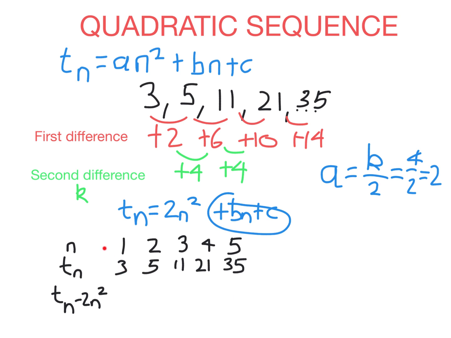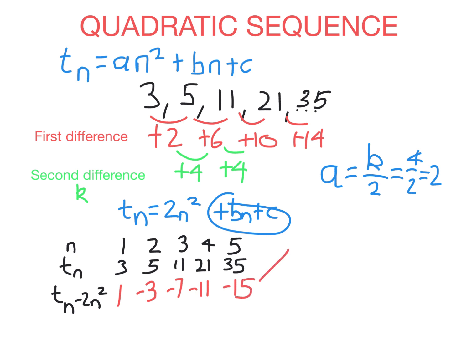So 3 minus 2 times 1 squared just gives us 1. Here, 5 minus 2 times 2 squared is equal to negative 3. 11 minus 2 times 3 squared is equal to minus 7. 21 minus 2 times 4 squared, you can just use your calculator for all this, is minus 11, and so on. You can see here in red we have an arithmetic sequence.